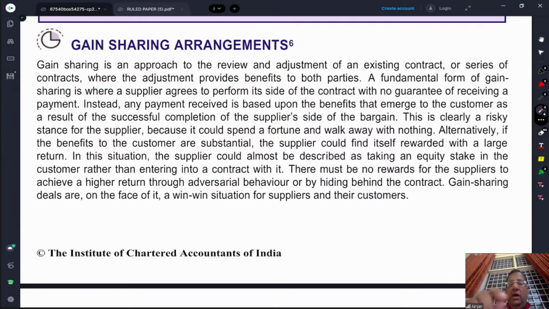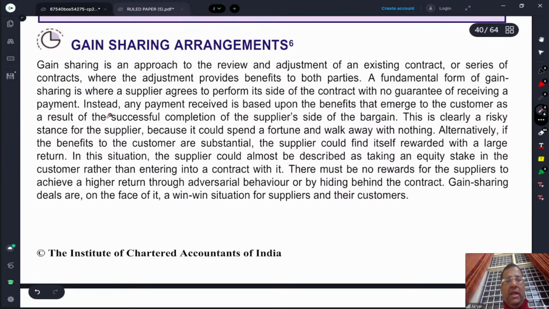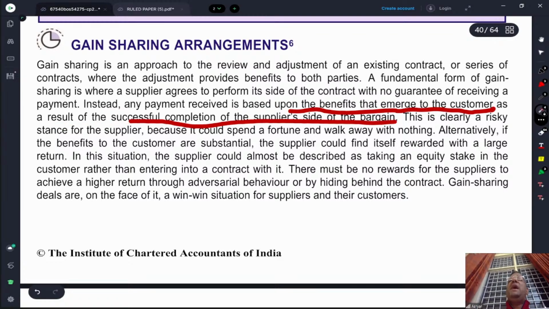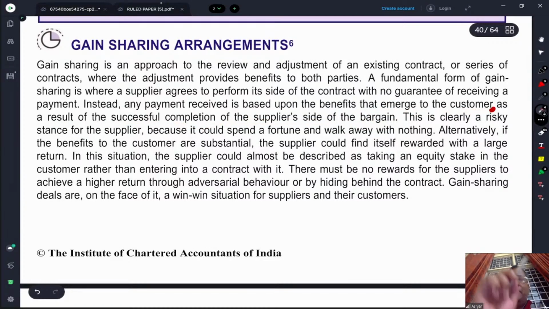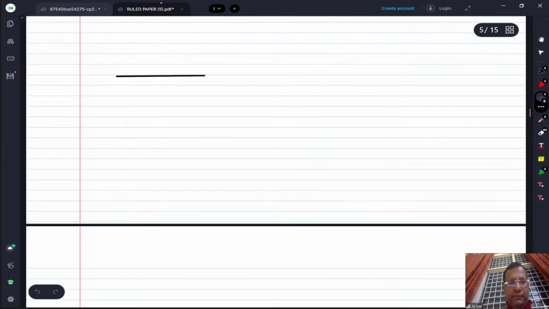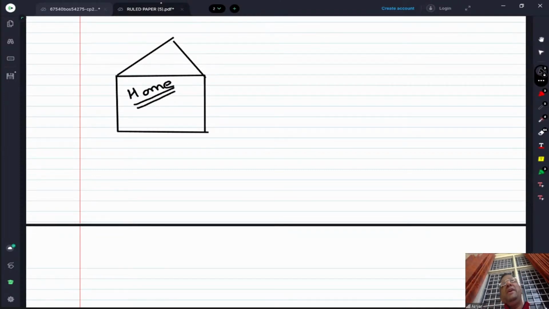Please listen very carefully, beta. What is the meaning of this line, where a supplier agrees to perform its side of the contract with no guarantee of receiving a payment? Instead, any payment received is based upon the benefit that emerged to the customer as a result of successful completion of the supplier side of the bargain. I am giving you one example, beta. Through that, you can easily understand. Suppose the construction cost agreed between the owner and the contractor is rupees 90 lakh.